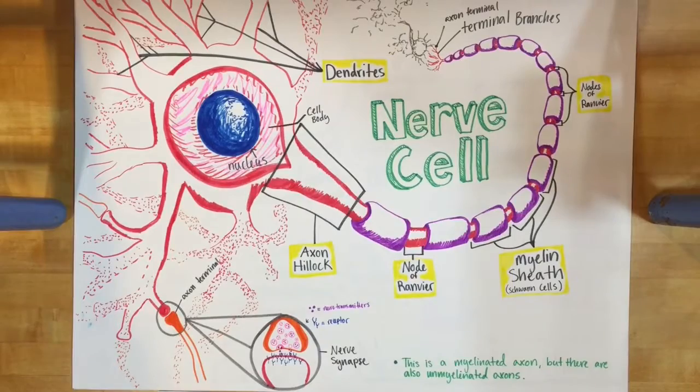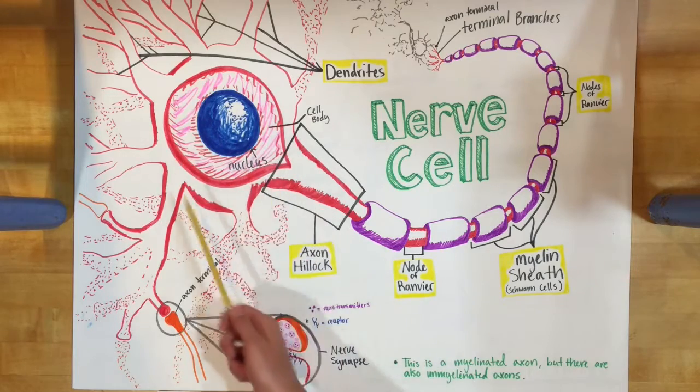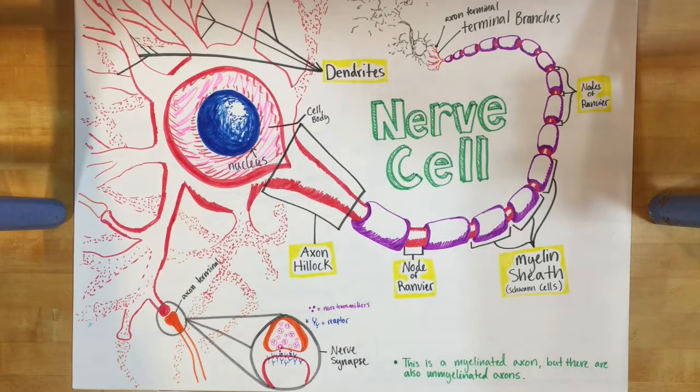Resting membrane potential and action potential. This is a nerve cell, and here is the cell body, otherwise known as the soma. This is the nucleus of the nerve cell, and these branch-like structures are known as the dendrites, which connect to the soma.